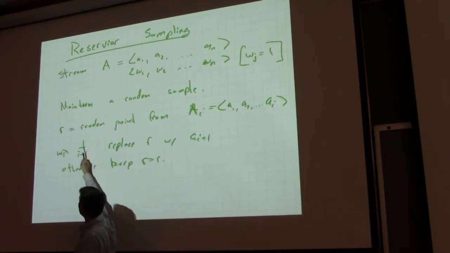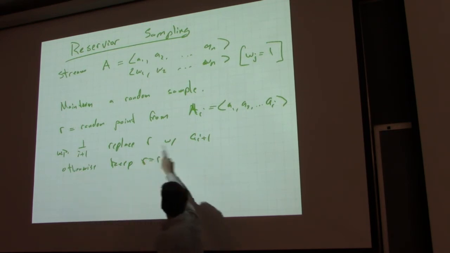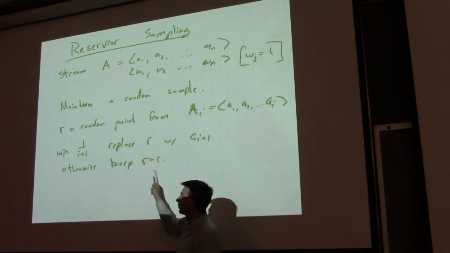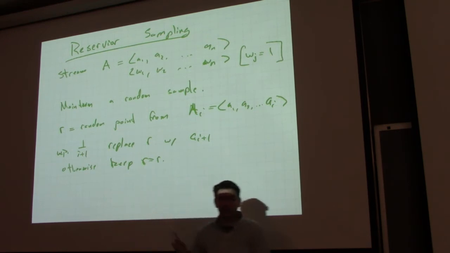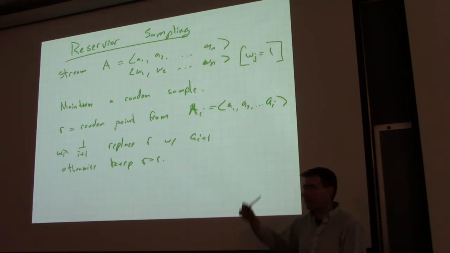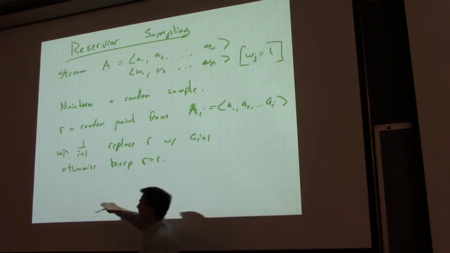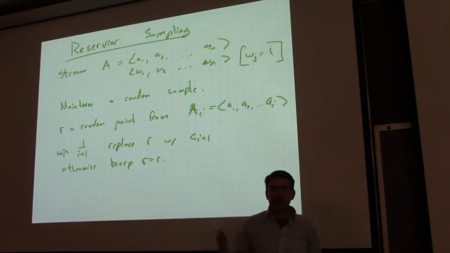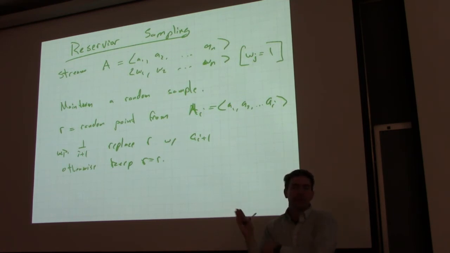Then the third thing comes along, so i plus 1 is going to be 3. With probability 1/3, I replace R with A3. Otherwise, I keep whatever it was before, either A1 or A2. And you can show that the probability of replacing it with the new thing keeps decreasing; it's always 1 over the index of the item I see. And this guarantees that whatever I keep in the counter is a uniform random sample from everything I've seen so far.